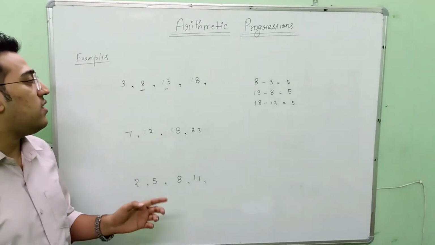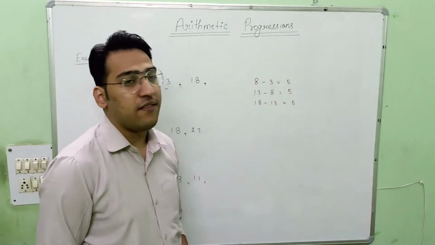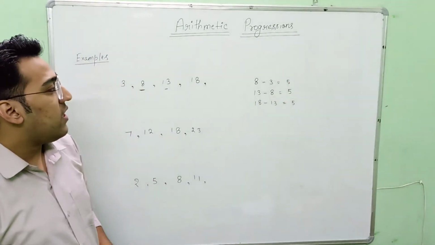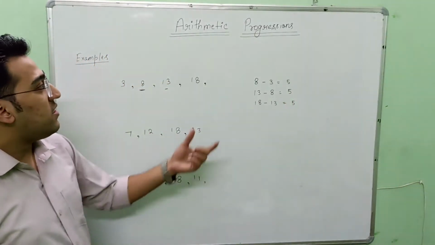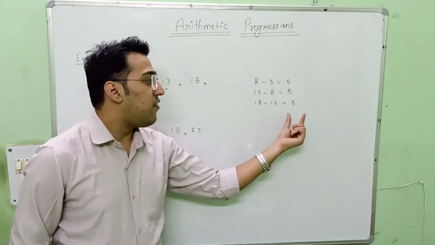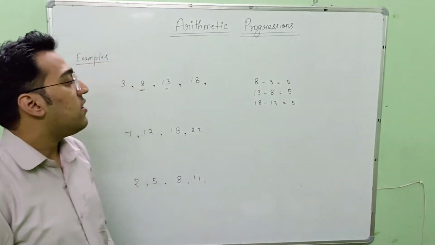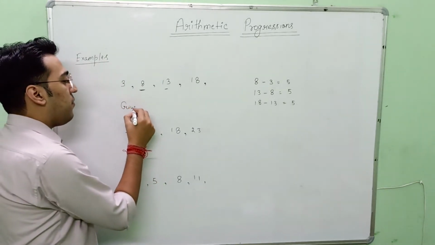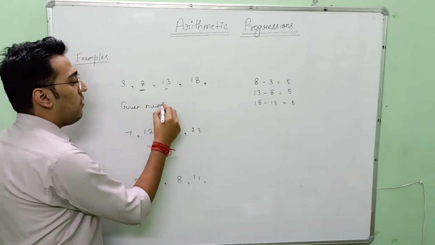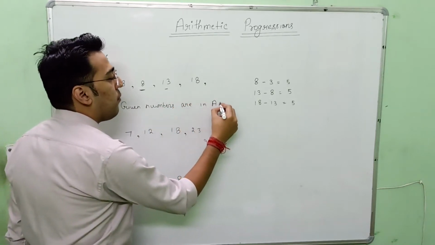So clearly we can see that after subtracting the first term from the second, the second term from the third, and the third term from the fourth, we get the same difference. We can clearly see the difference is the same, and this is the definition. If these differences are the same, then the given numbers are in AP.